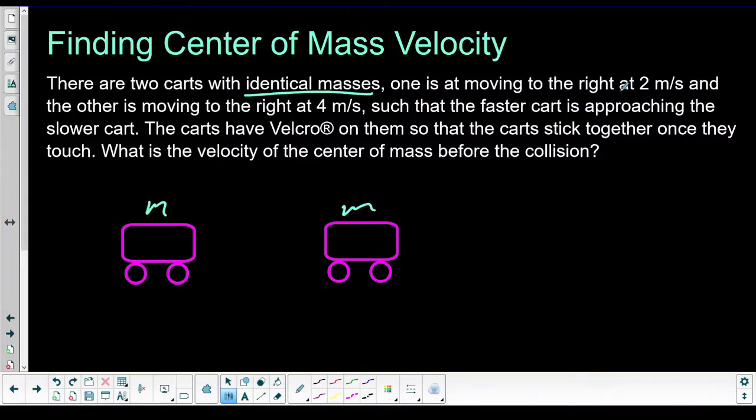One is moving at 2 meters per second to the right, and the other is moving to the right at 4 meters per second, such that the faster cart is approaching the slower cart. You're approaching me?